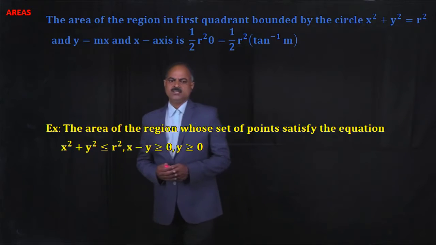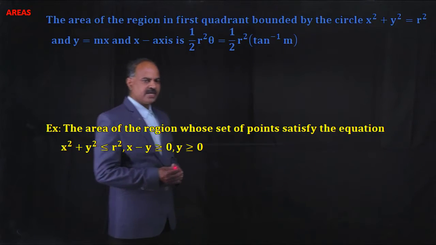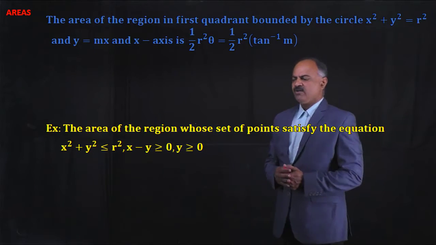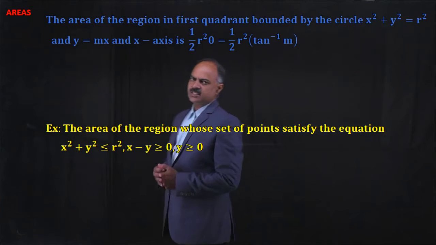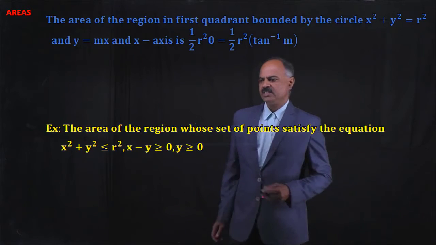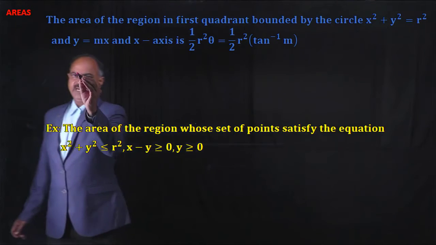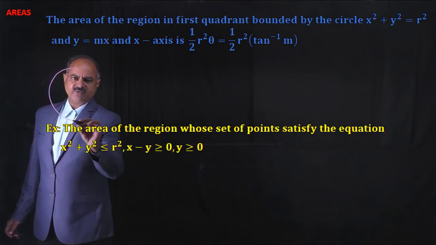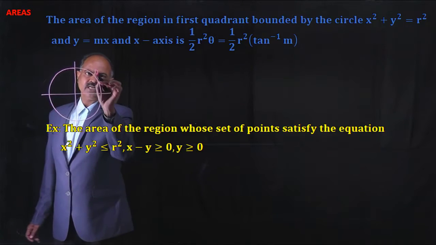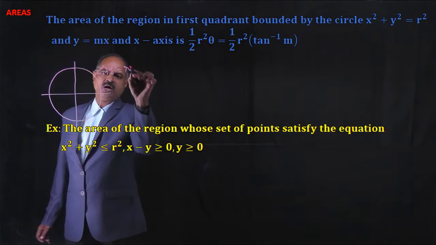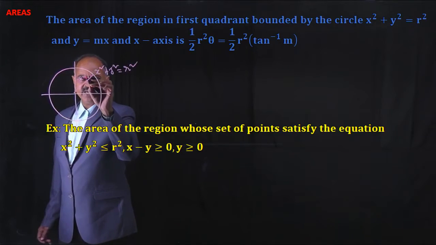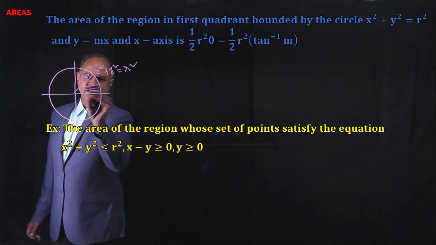Next formula, the area of the region in the first quadrant bounded by the circle x square plus y square equal to r square and y equal to mx and the x axis is half r square theta, that is equal to half r square tan inverse m. So here the circle is x square plus y square is equal to r square. And this line is y is equal to mx. So this is the required area.